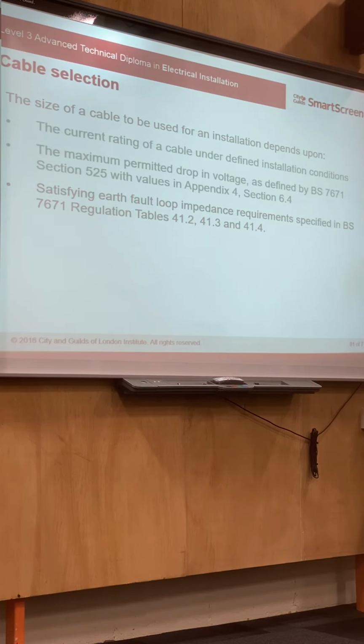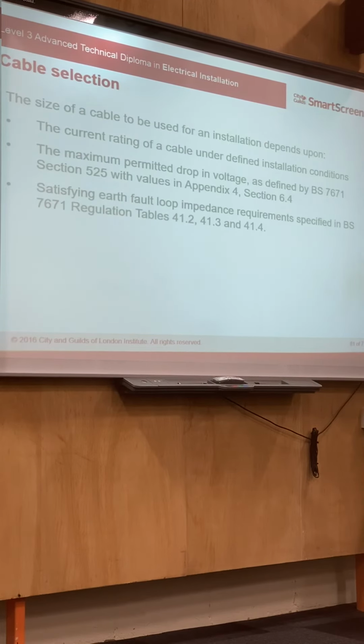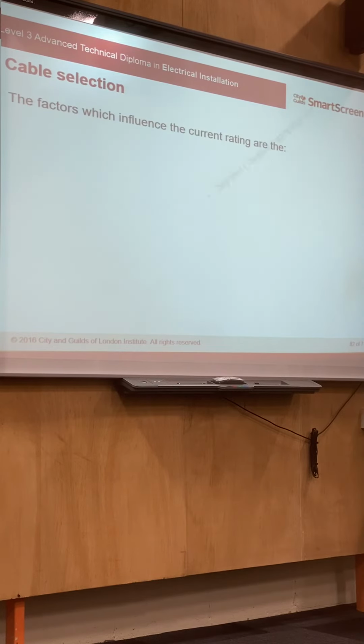So, the size of cable that we use in an installation depends upon many things. Okay, the rating of the cable, which is the cable rating under defined installation conditions. We have to take into account the maximum permitted voltage drop, and we can use Appendix 4 to calculate this out, as well as satisfying the earth fault loop impedance from Table 41.2, 41.3 and 41.4. Okay, does that all make sense so far? Yes? You hate that comment, don't you? It's a force of habit for me. Okay?